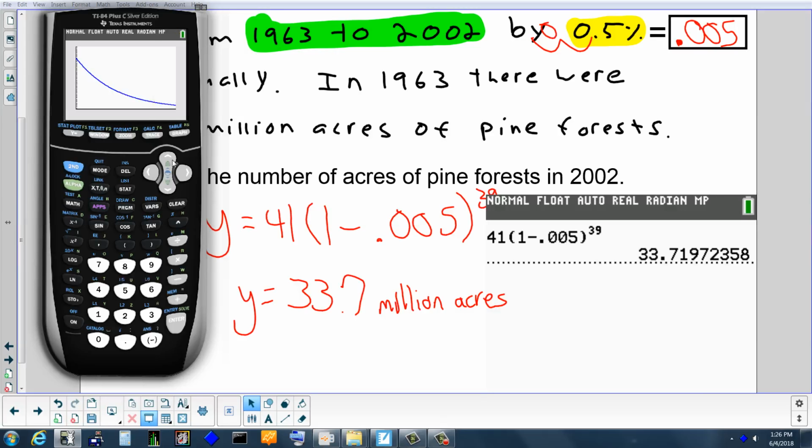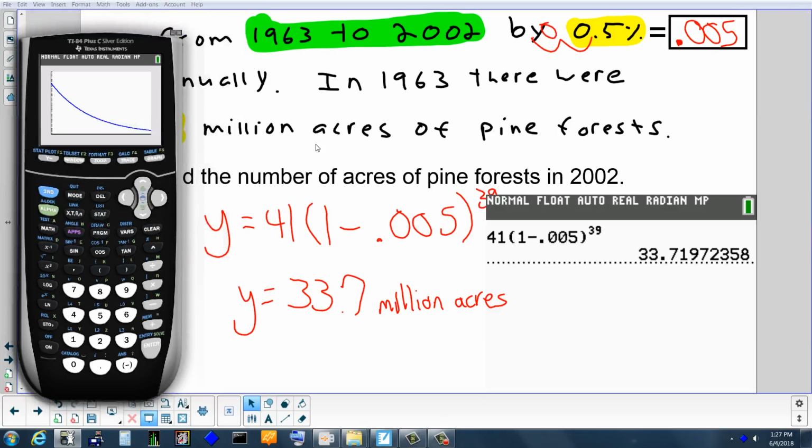Exponential, whether it's growth or decay, at first it won't be a lot, but then over time you really start to lose. Same thing with growth. You won't gain a lot at first, but over time you'll really start to gain. All right?